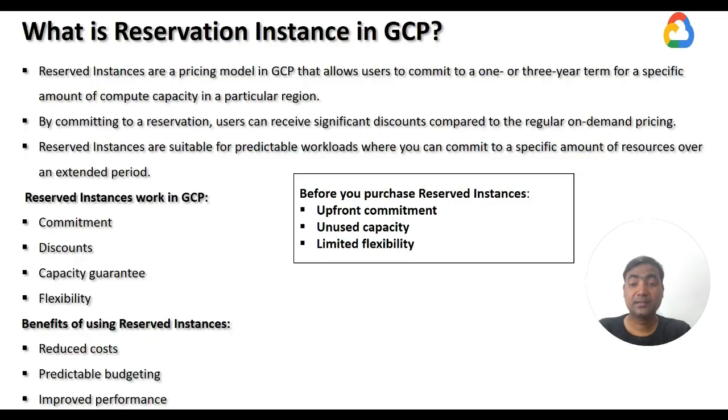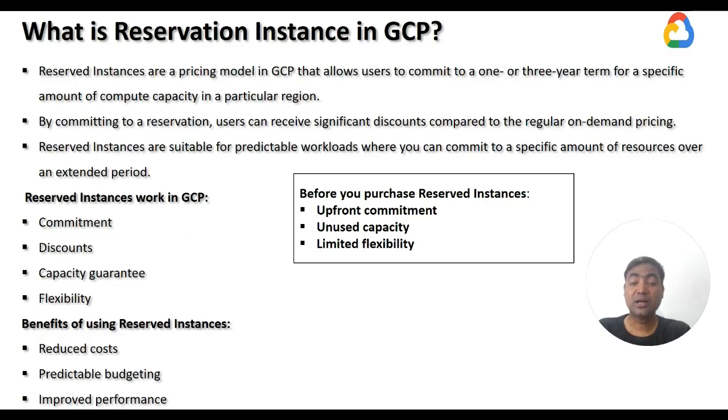You know guys, how reserved instances work in Google Cloud Platform. Choose your resource: you select the type and number of compute resources you want to reserve such as virtual machines, GPU and local SSD. You can also specify the region or zone where you want these resources to be located.